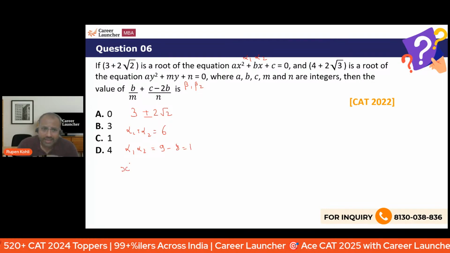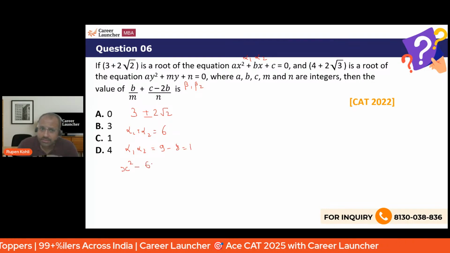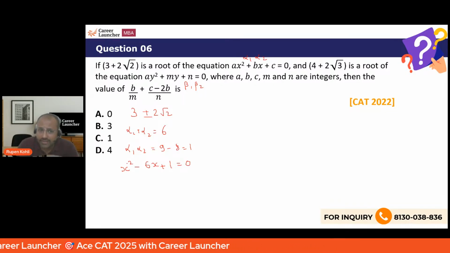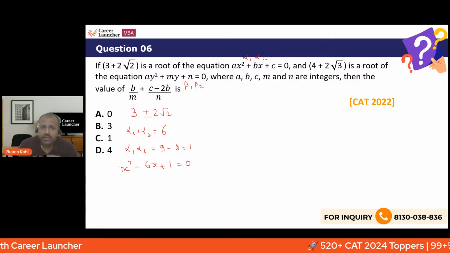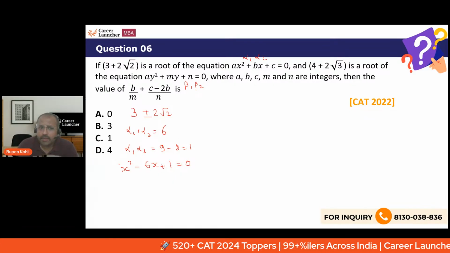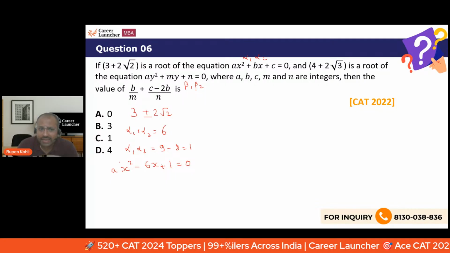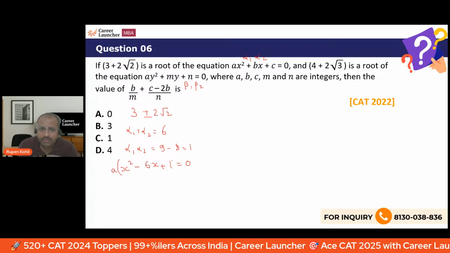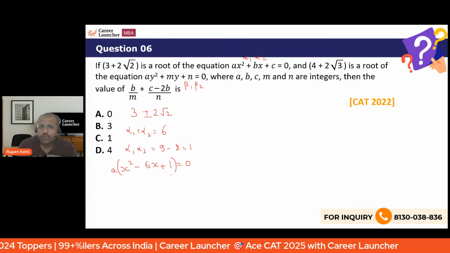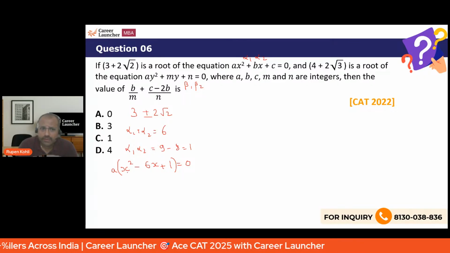So can I say x square minus sum of the roots 6x plus product of the roots 1 equal to 0, with its leading coefficient a, is the quadratic. X square minus 6x plus 1 equals 0 has these roots, but I can also multiply throughout with a and that would also make it the equivalent equation. So basically that is what we have, ax square minus 6ax plus a equal to 0.